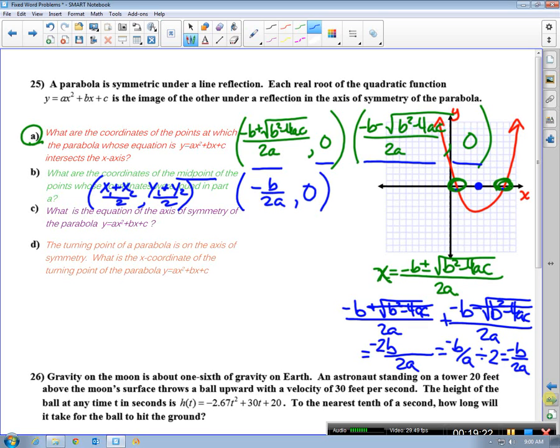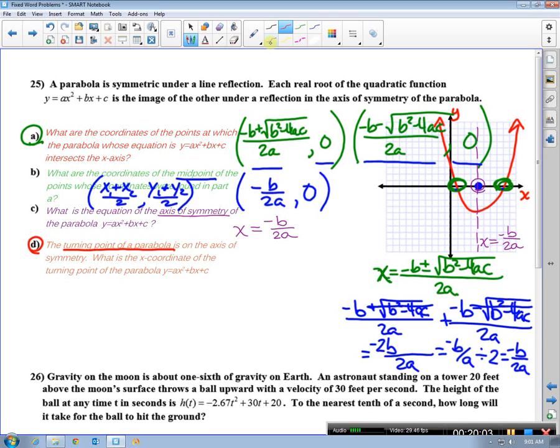Well, that might look familiar to you. And the reason it might look familiar is because you should know the equation for the axis of symmetry, part C. The equation for the axis of symmetry of any parabola is x equals negative b over 2a. And the axis of symmetry is this line that is the line of reflection. There's our axis of symmetry. And notice the midpoint falls on the axis of symmetry. Awesome.